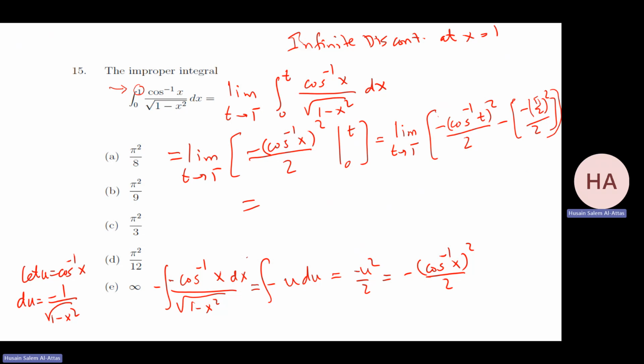Now, cosine inverse of 1 is 0. So all of this will be 0, 0 over 2, which is 0. And I have plus pi squared over 8. Over 4 over 2, that will be pi.